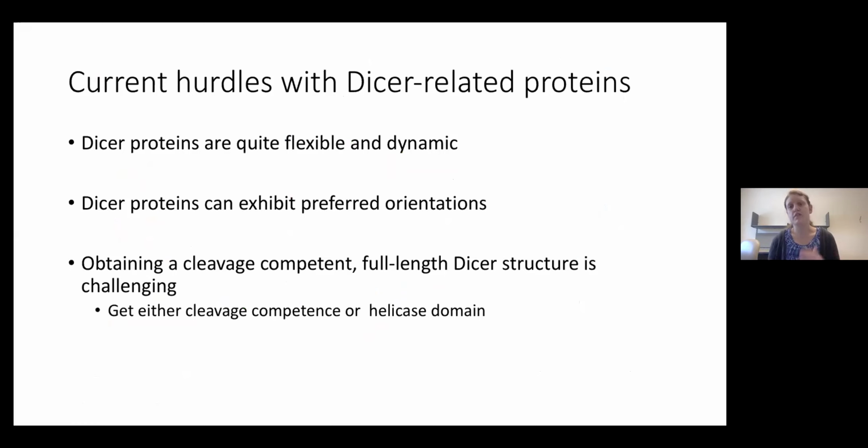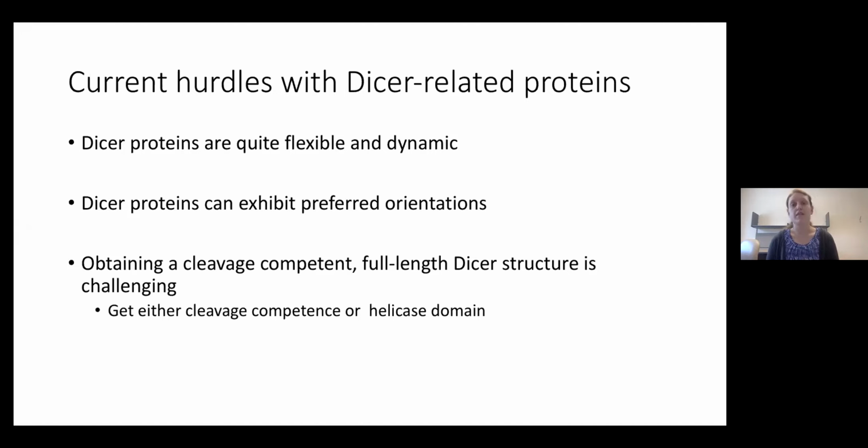So you can see overall, there are major themes that are coming up with studying Dicer-related proteins and current hurdles when using cryo-EM. Dicer proteins are quite flexible and dynamic, and Dicer proteins can also exhibit preferred orientations. When Dicer proteins are on the grid, they prefer to lie on their side, so it looks like the letter L, and we don't get as many orientations of other views. Also, obtaining a cleavage competent full-length Dicer structure is challenging. You either get cleavage competence or you get the helicase domain. And if you get both, it's low resolution.